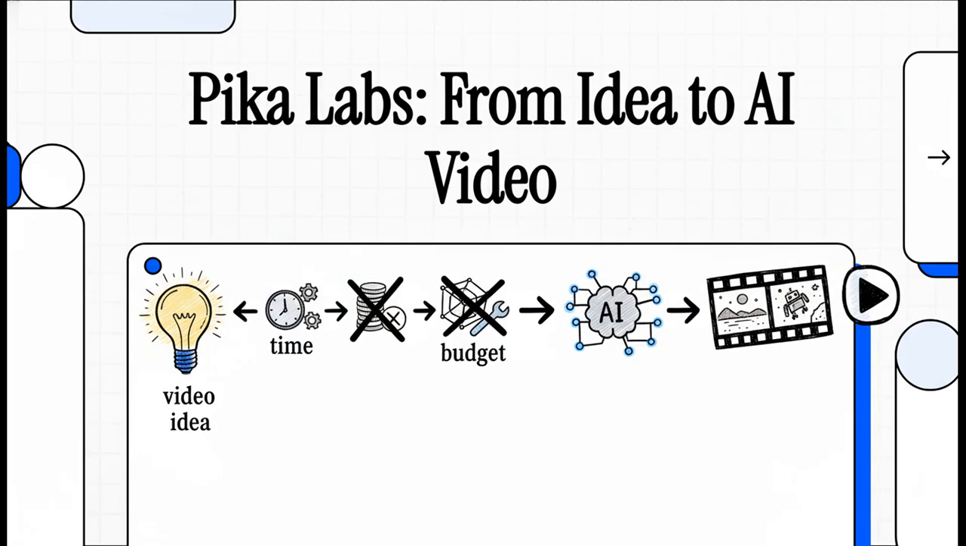You ever have one of those amazing ideas for a video, but then reality hits? You don't have the time, the money, or a whole Hollywood crew in your back pocket. We've all been there. But what if you could just speak it into existence? Today, we're diving deep into Pika Labs, an AI tool that promises to do just that, turn your words into video magic. So, let's break down how it all works.